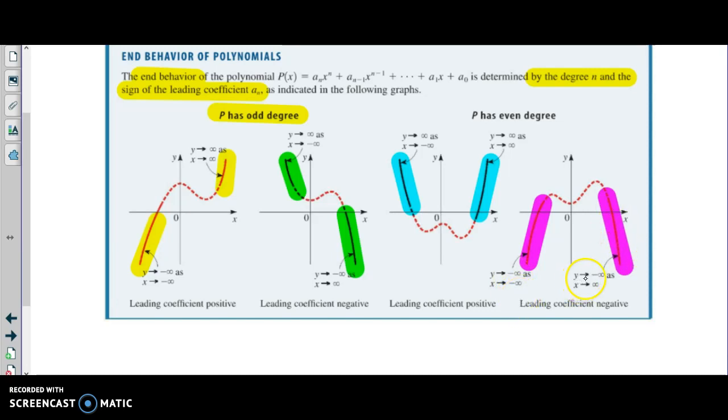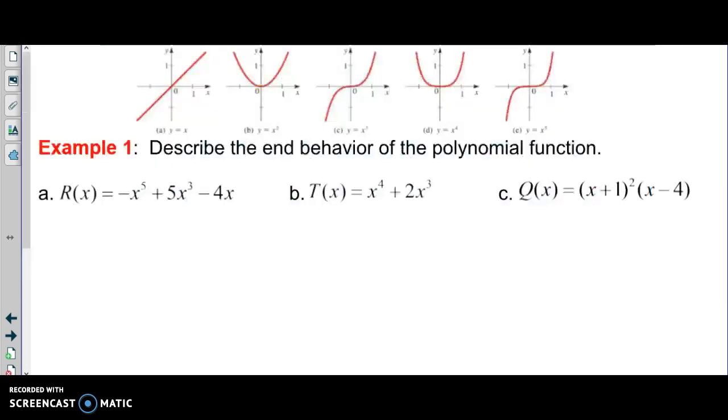Whereas on the right side, y goes to negative infinity as x goes to positive infinity. So just understanding your degrees. If you have an odd degree, that means you're going to have a graph that looks like this, and you just will need to know whether it starts positive or negative. And if you have an even degree, depending on whether your leading coefficient is positive or negative will tell you which direction your graph should end.